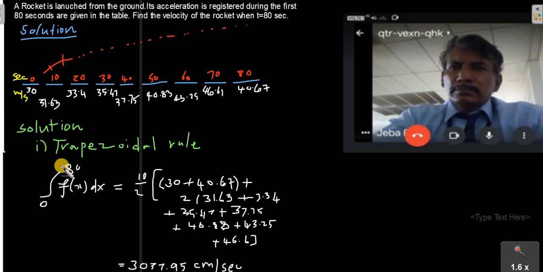When we simplify, we are getting this answer. Therefore, the integral from 0 to 80 of f of x dx equals 3037.95 centimeters per second, and this is the velocity when the time is 80 seconds. When it gets 80 seconds since it started, then the velocity would be 3037.95. Yes, thank you very much.